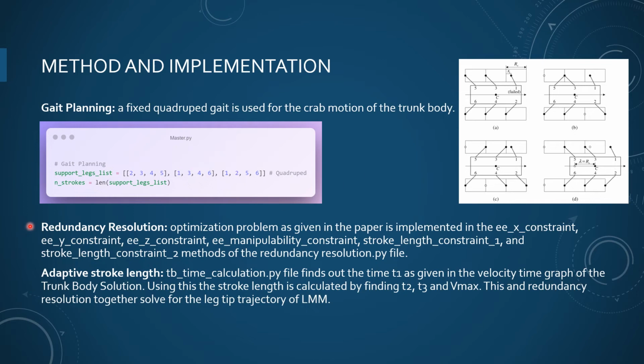The next step is to solve the redundancy resolution problem, which is an optimization problem as given in the paper and is implemented in all of these methods of the redundancy resolution.python file. The next step is to find the adaptive stroke length. The TB time calculation.python file finds out the time t1 as given in the velocity time graph of the trunk body solution of the previous slide.